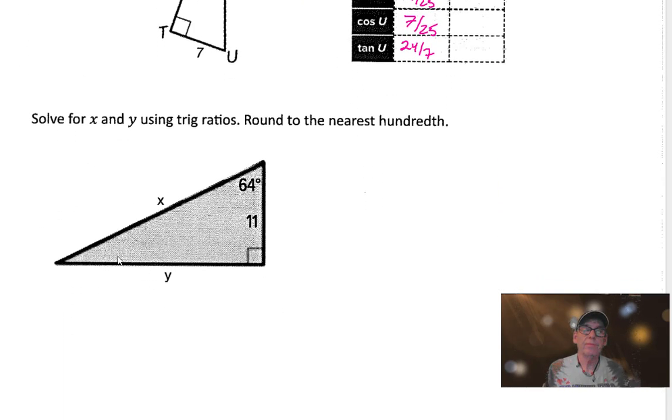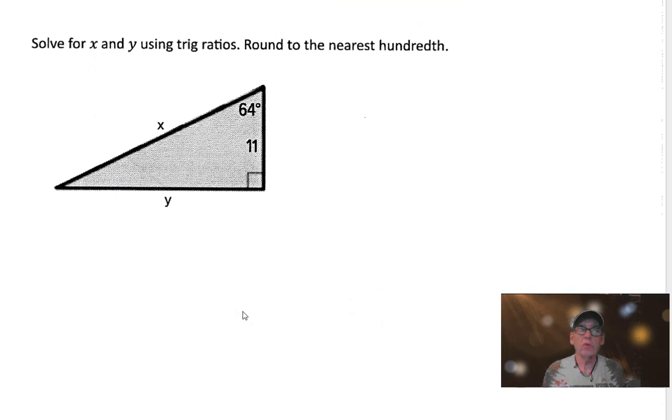Okay, let's move on. Solve for x and y using trig ratios, round to the nearest hundredth. We'll see how we do with the rounding on this one. So we've got a 64-degree angle here. We've got an 11. Now in terms of the 64, which is our reference angle, the 11 is an adjacent side. This is the hypotenuse. And this is the opposite side. So it's very important to get those in first.